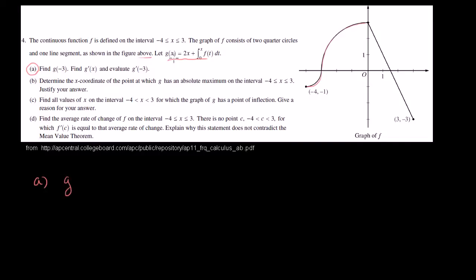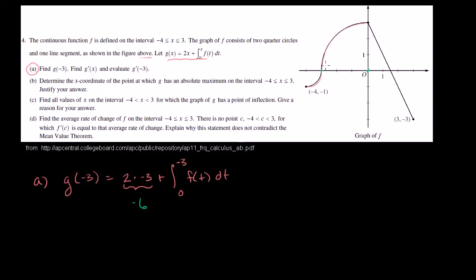So first of all, they tell us what g of x is. So g of -3, every time we see an x, we just put a -3 there. So it's going to be 2 times -3 plus the definite integral from 0 to -3 of f of t dt. So this first part is pretty straightforward. 2 times -3 is -6. And then this part right over here is the definite integral from 0 to -3 of f of t dt.